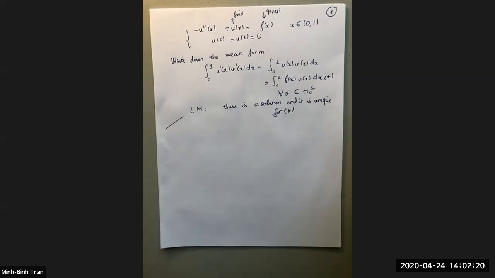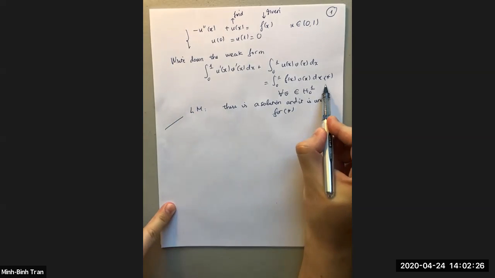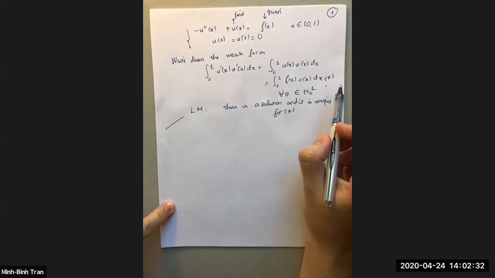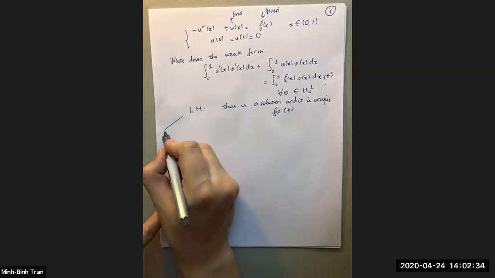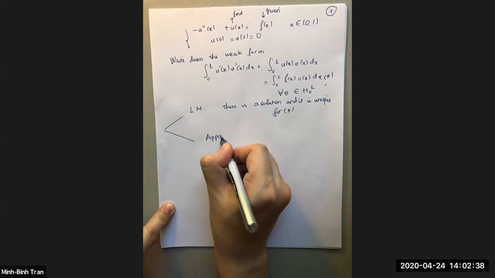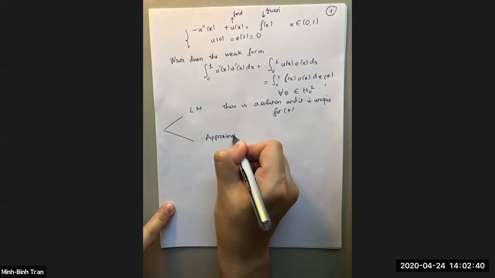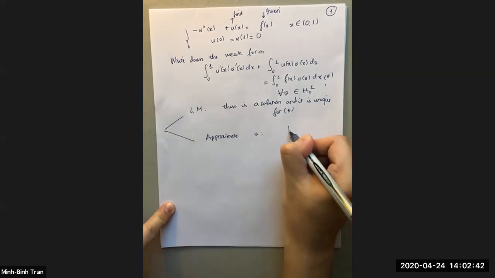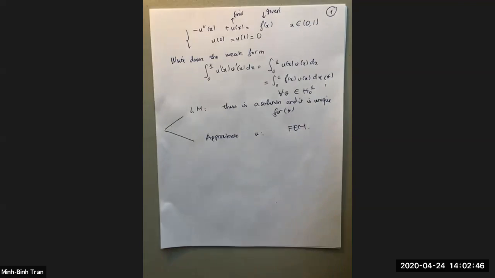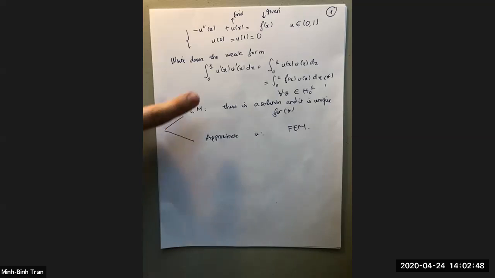So first you use the Lax-Milgram theorem to show that this equation star has a solution, and this solution is unique. And the second thing is to approximate the solution. You want to use the finite element method. So the whole thing is the combination of two steps.